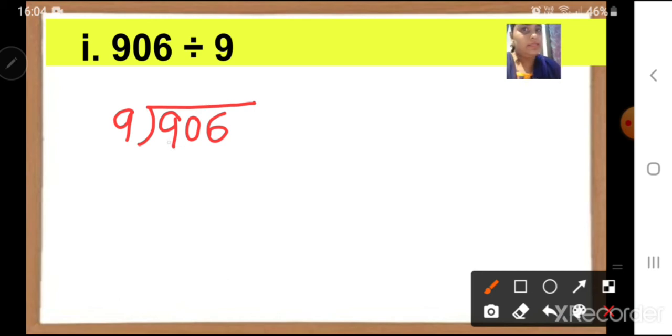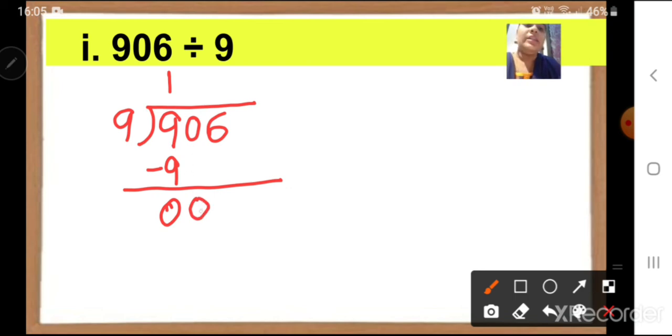9 will go in 9's table, correct? 9 ones are 9. So we can divide. So we'll write here 9 ones are 9. Put minus sign. Now 9 minus 9 is equal to 0. Okay. Children, now the next number, it is 0. So number 0 we have to put down. We have to write it here.